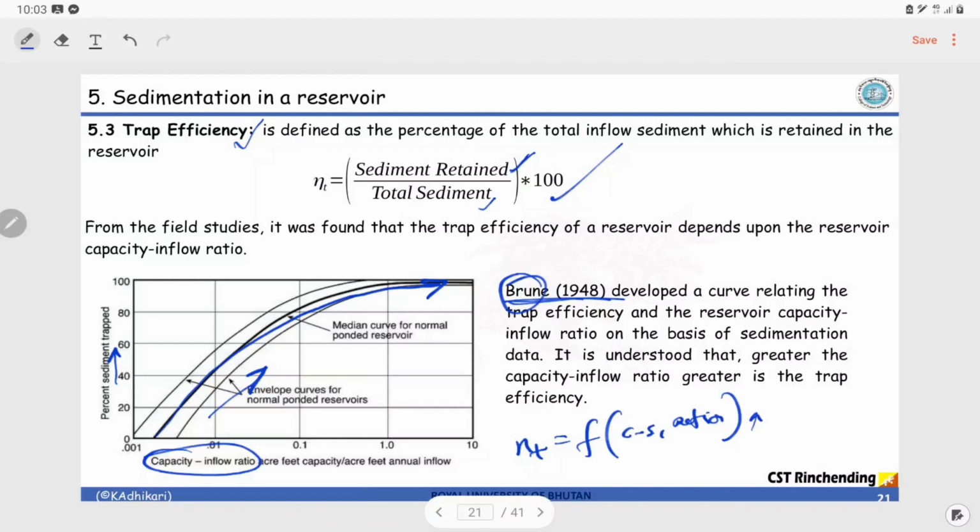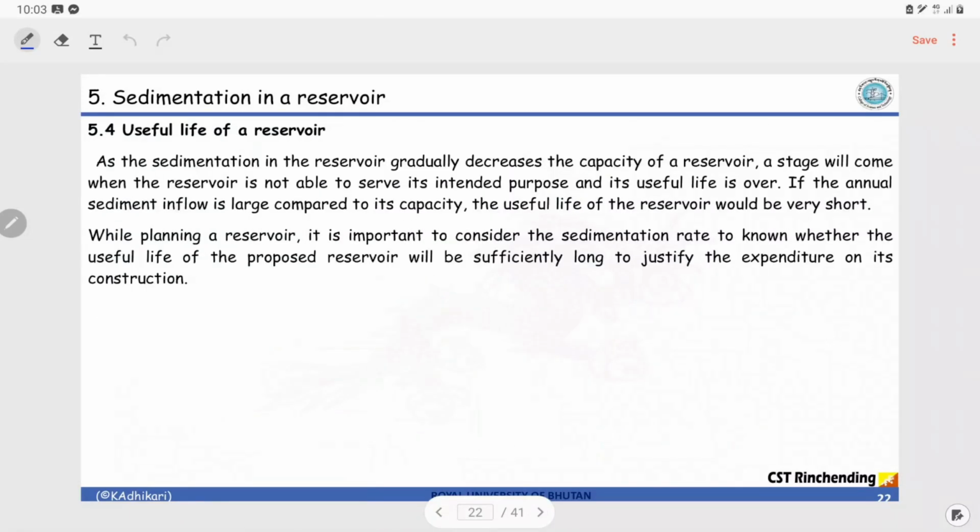Bigger the reservoir, more the sedimentation. Smaller the reservoir, lesser the sedimentation. Logical, right? But this is how he was able to mathematically express it. And the next term that we have is useful life of a reservoir.